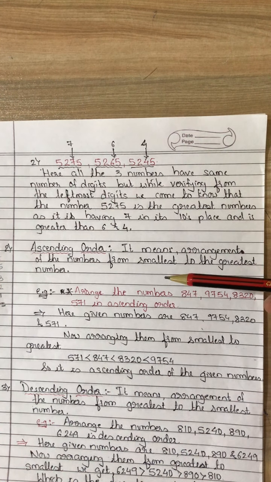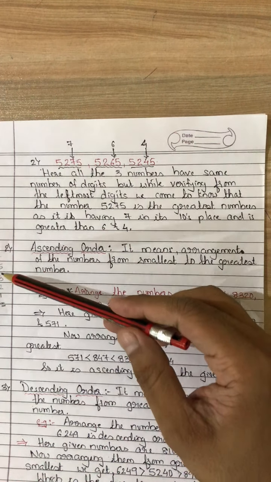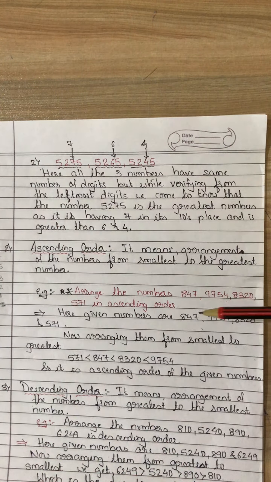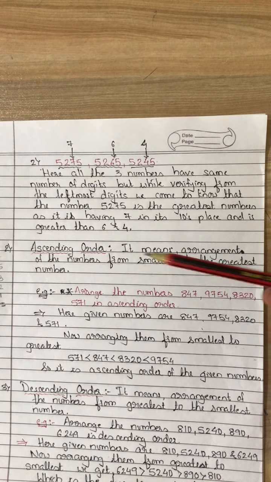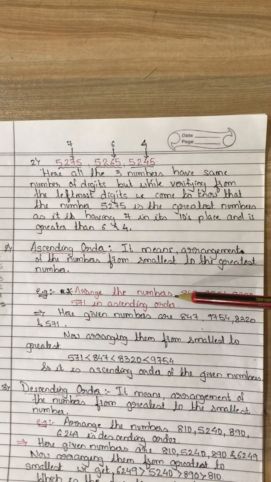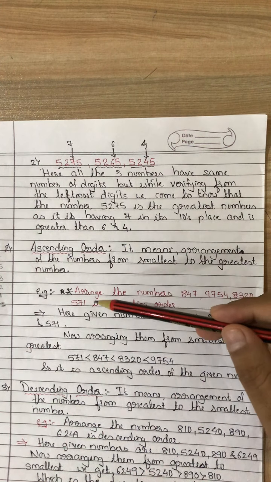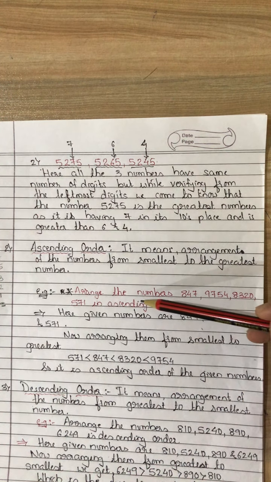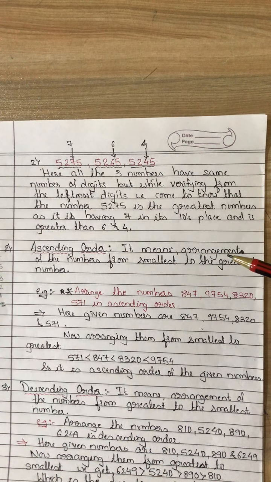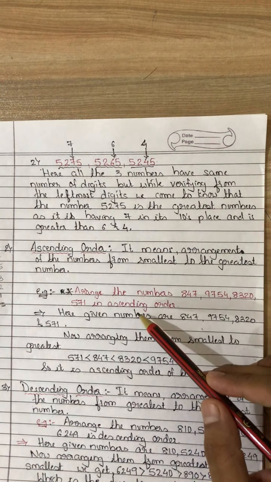Let us take one example so that you can understand better. Every time they will not be giving you single digit numbers. Let us take different digit numbers so that you can understand. Arrange the numbers 847, 9754, 8320, 571 in ascending order. If they have given you this type of question, arrange them in ascending order.